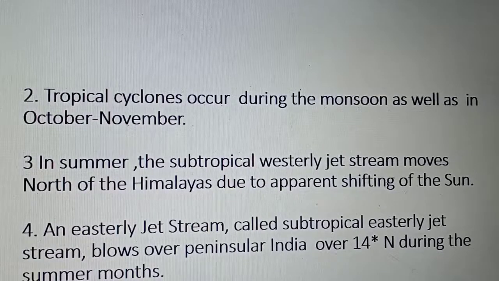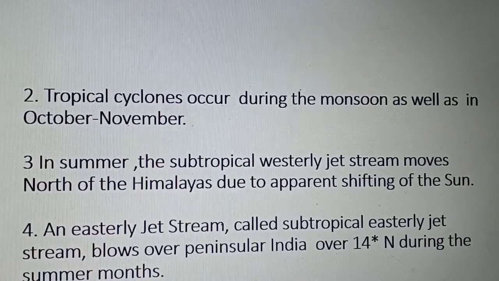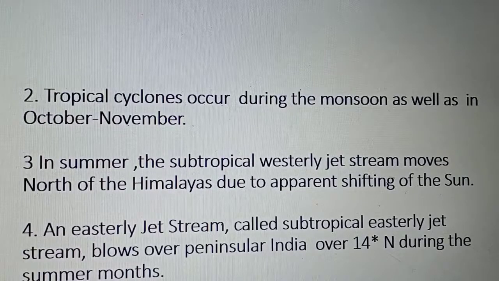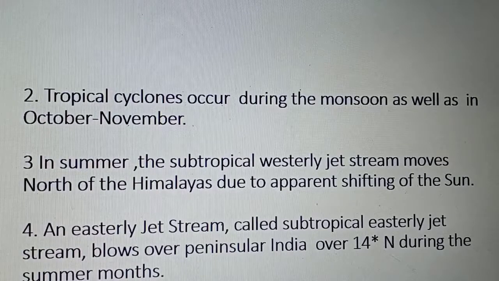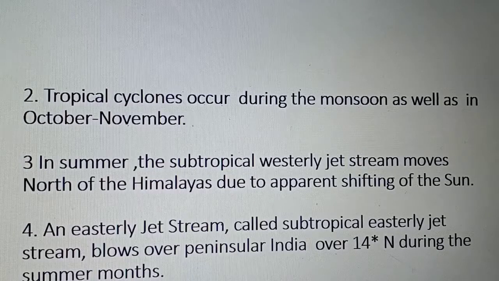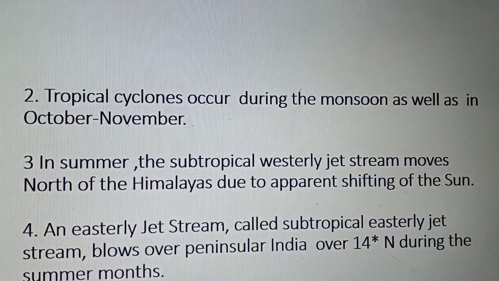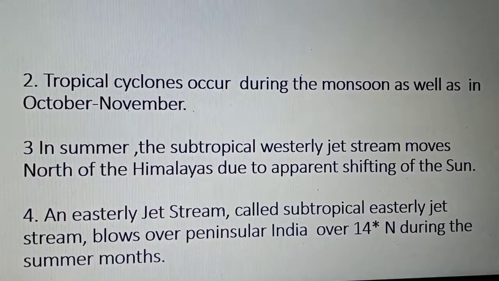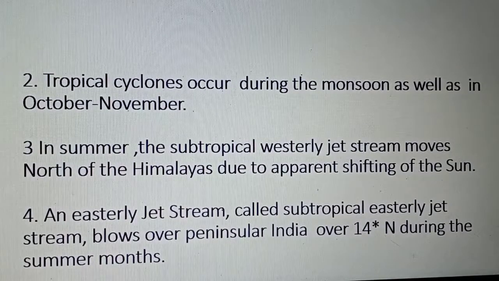They blow over the peninsula over 14 degrees north during the summer month. They blow in the peninsular part of India, between 0 degrees and 14 degrees north in the summer month, so it is called the easterly jet stream. Students, westerly jet streams blow from west to east, and easterly jet streams flow from east to west.